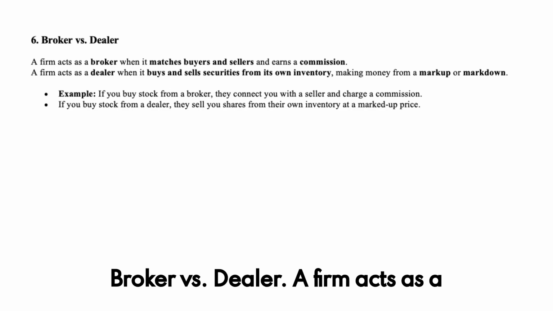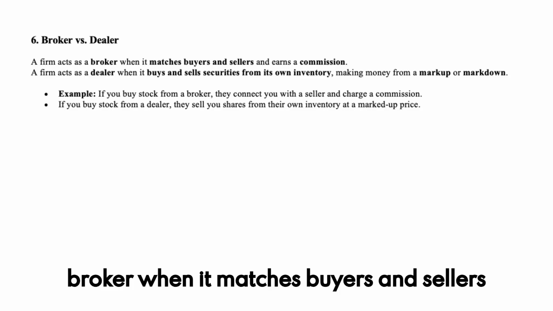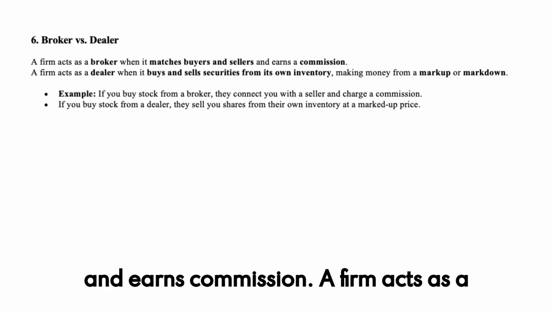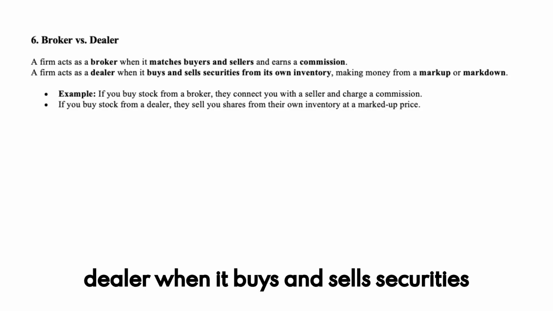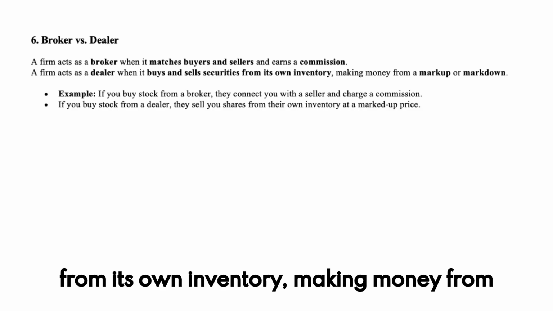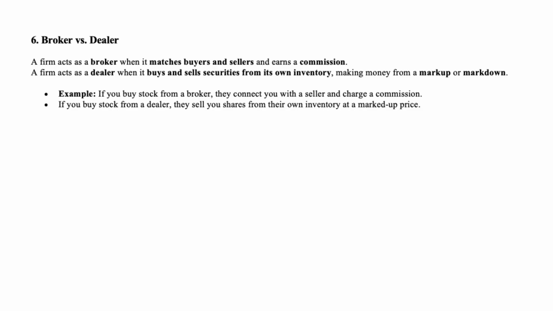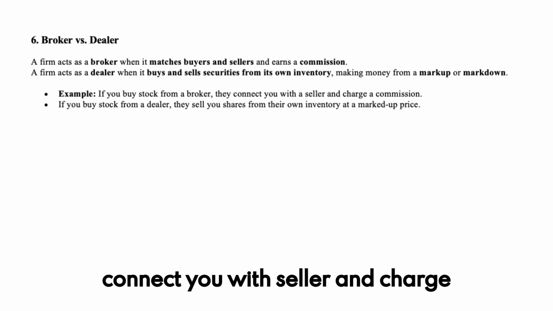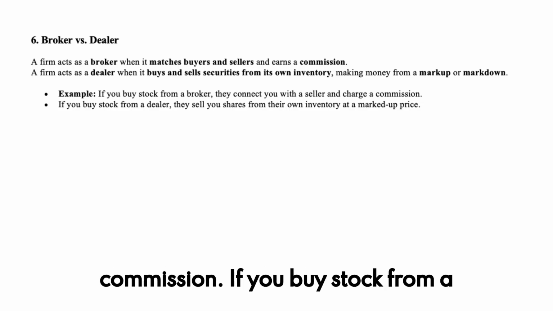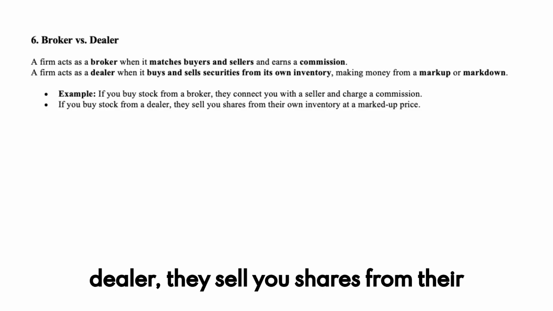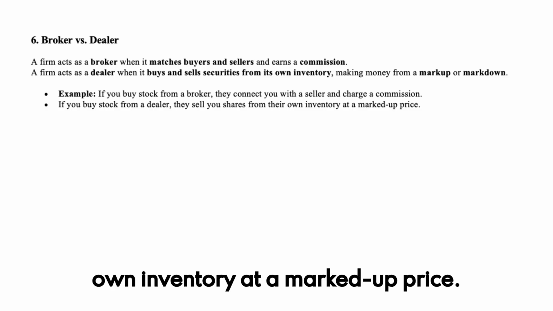6. Broker versus dealer. A firm acts as a broker when it matches buyers and sellers and earns a commission. A firm acts as a dealer when it buys and sells securities from its own inventory, making money from a markup or markdown. Example, if you buy stock from a broker, they connect you to a seller and charge a commission. If you buy stock from a dealer, they sell you shares from their own inventory at a marked up price.